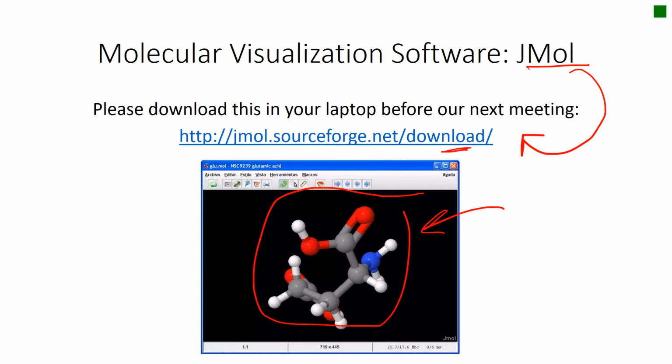This is a very cool application. So the molecule can be created digitally, and you can see the structure in three dimensions. All right, don't forget to install it on the computer.